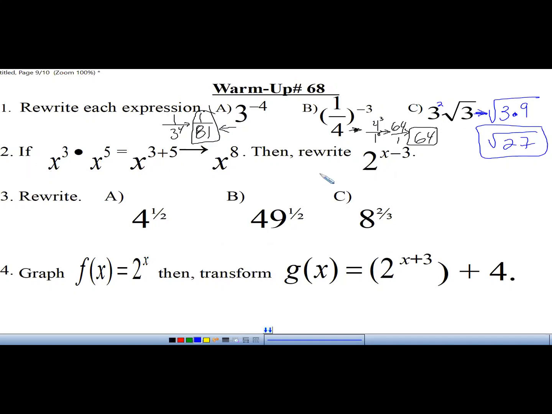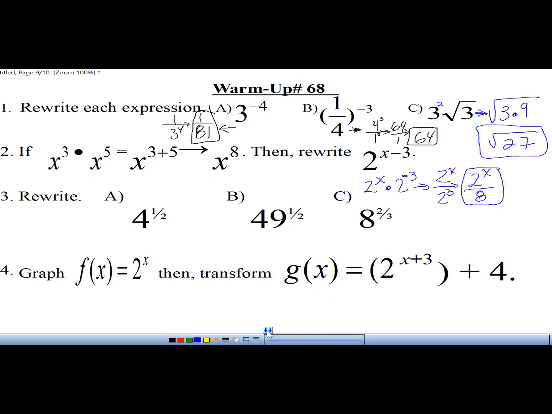Number 2, to rewrite 2 to the exponent of x minus 3 is 2 to the x times 2 to the negative 3. Now 2 to the x stays in the numerator, but 2 to the negative 3 cannot be a negative, so it goes to the denominator as 2 to the 3rd power. So 2 to the x over 2 to the 3rd, which is 2 times 2 times 2, which is 8.